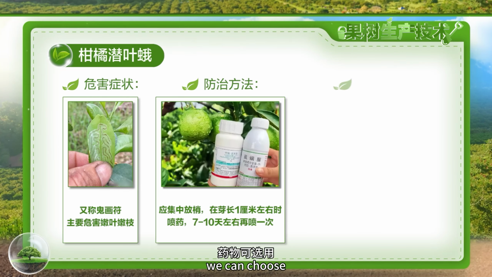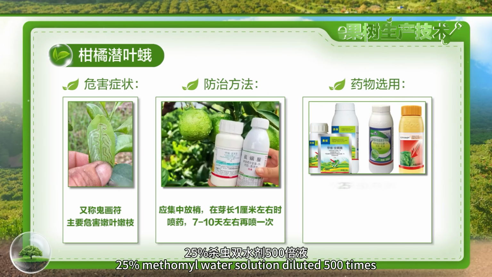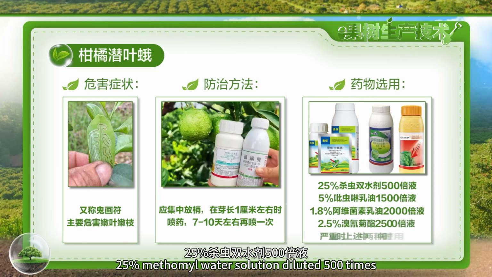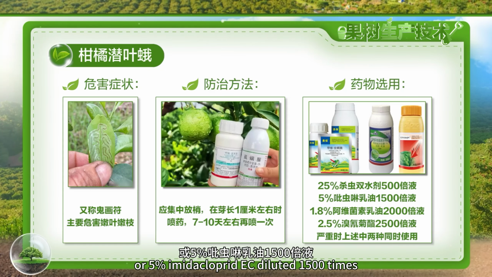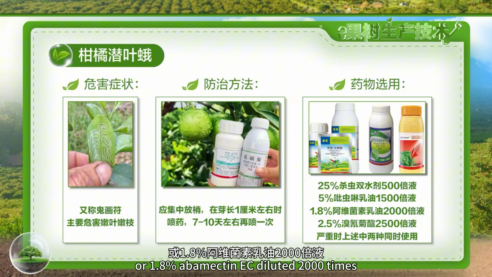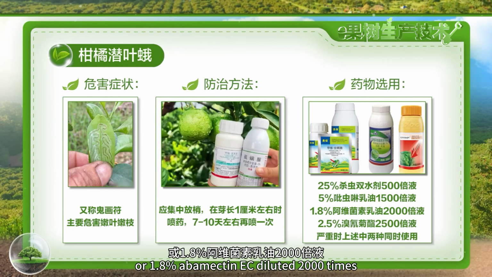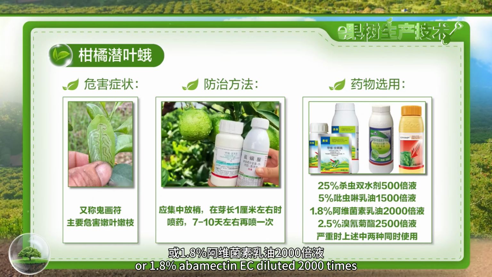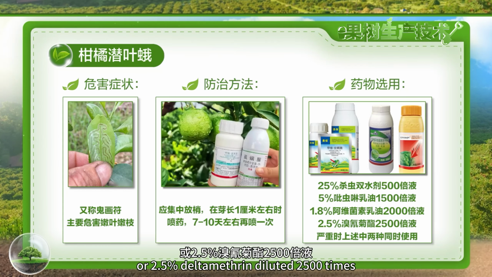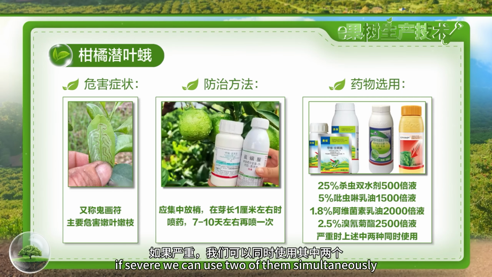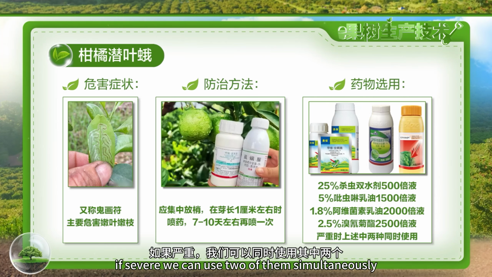We can choose 25% methomyl water solution diluted 500 times, or 5% imidacloprid EC diluted 1,500 times, or 1.8% abamectin EC diluted 2,000 times, or 2.5% deltamethrin diluted 2,500 times. If severe, we can use 2 of them simultaneously.